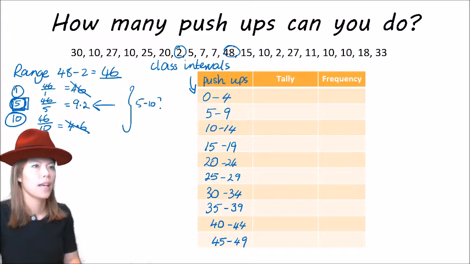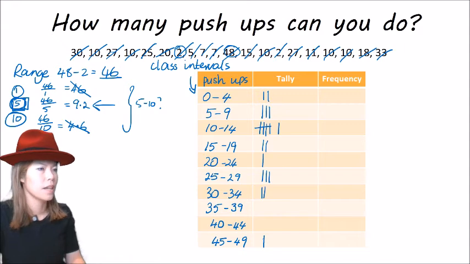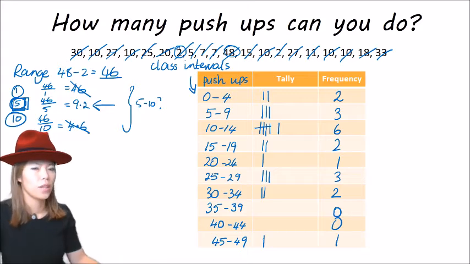And then we tally them up. How do we do that? We count. So 30, we'll put it in the 30 section. 10, we'll put it in the 10 section. 27, 10, 27, 10. Then we can count the frequency. So there's 2 here, 3 here, 6, 2, 1, 3, 2, 0, 0, 1. So that's one way to represent the data.